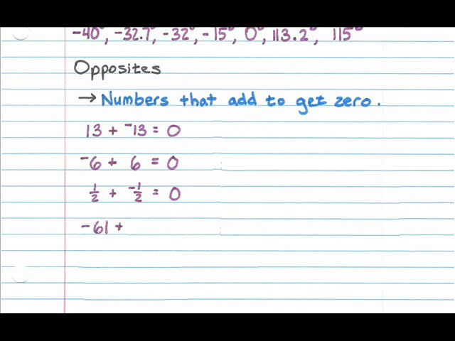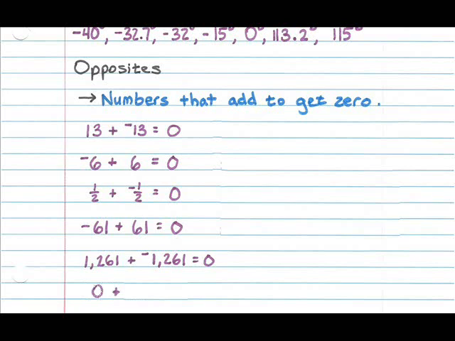So we have negative 61. Negative 61 plus what number equals 0? Positive 61. So negative 61 plus 61 equals 0. Let's say we have 1,261 plus something. We want it to equal 0. What are we going to add it to? A negative 1,261. When you add those together, you get 0.